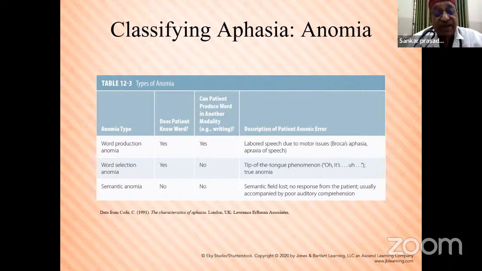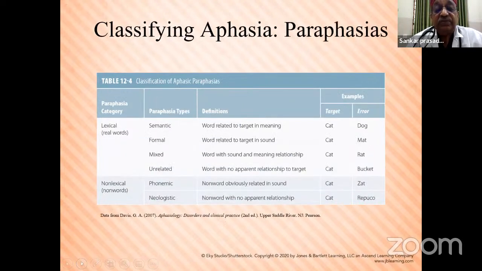Semantic anomia: does the patient know the word? No, he cannot write. The semantic field is lost. There is no response from the patient, usually accompanied by poor auditory comprehension. So comprehension problems are mainly seen in the posterior or fluent aphasia. Though paraphasias, how many types do you have?